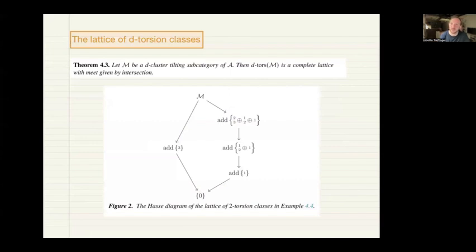Now, an important consequence of our main result is that if you take a d-cluster tilting subcategory of some abelian category A, then all torsion classes form a poset, naturally with inclusion, but this poset is actually a complete lattice. And the meet is given by the intersection.